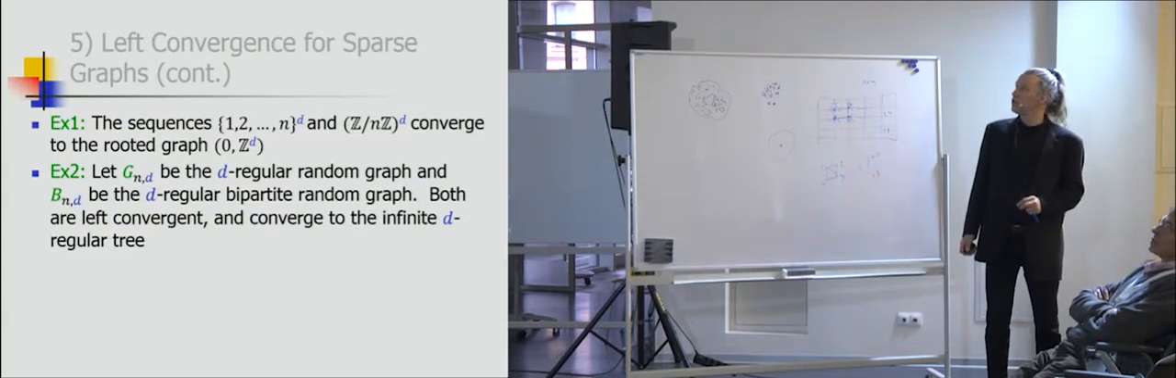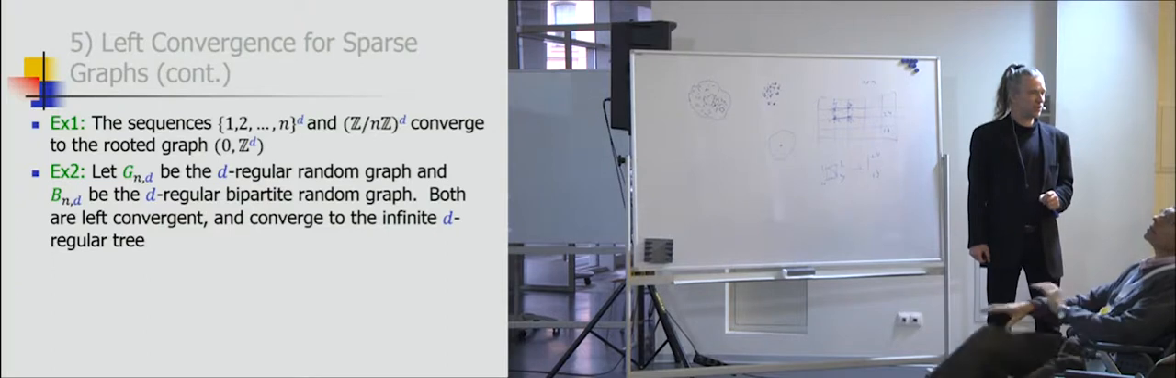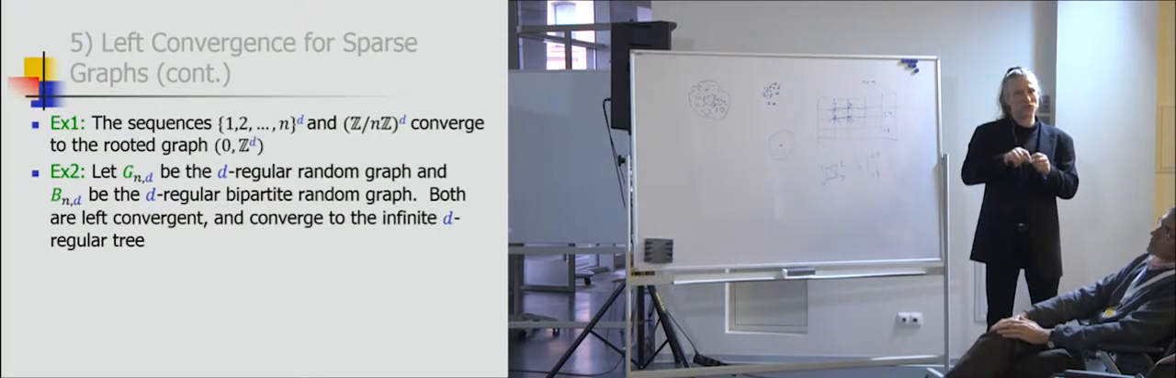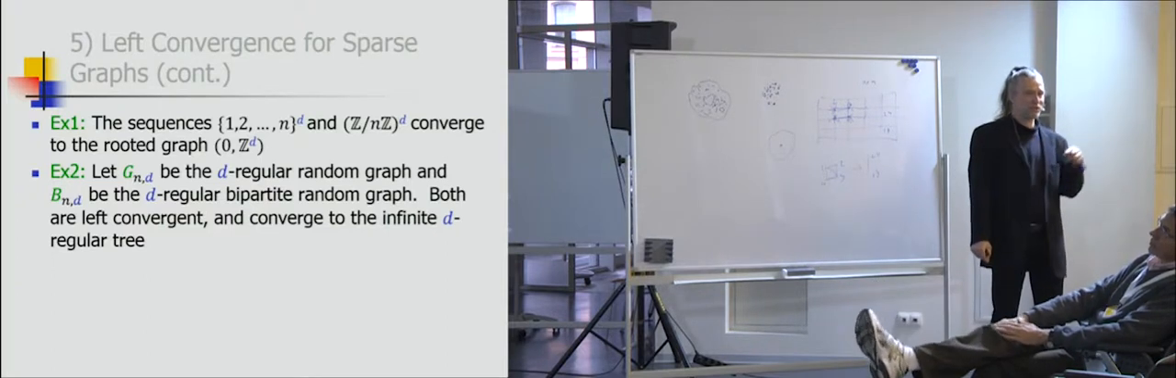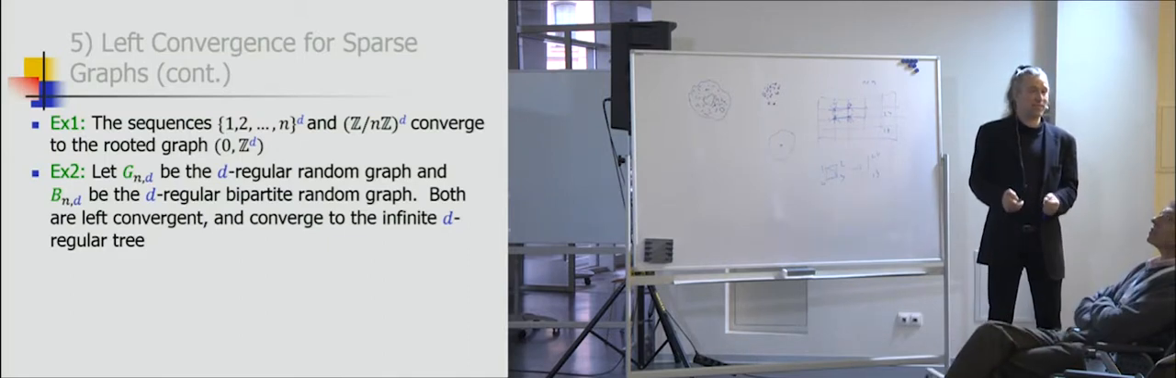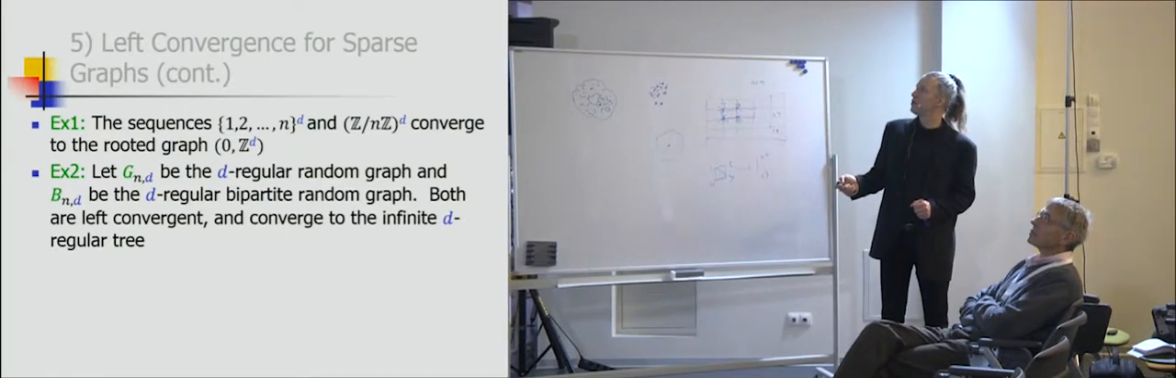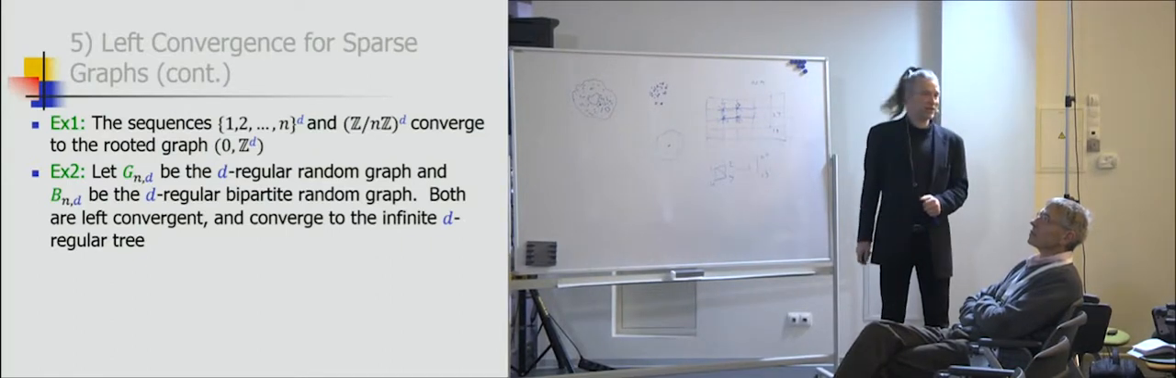And if you know a little bit about these random graphs, they both look like trees, because it turns out that you have to go up to distance log n before you start to see cycles. So they actually locally look the same. And so both of them converge to an infinite d-regular tree.